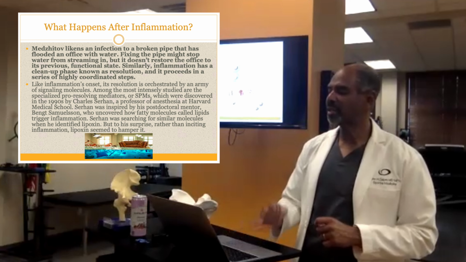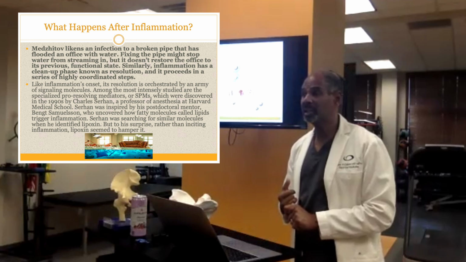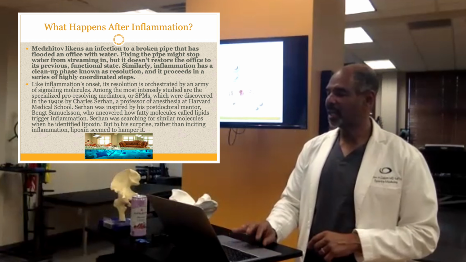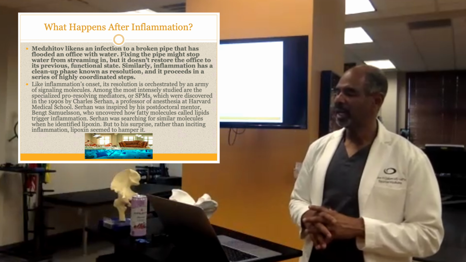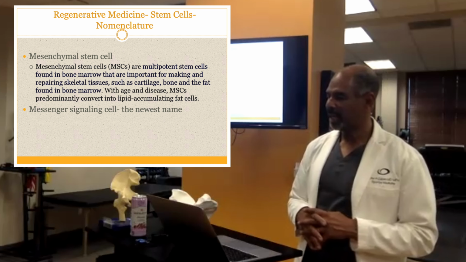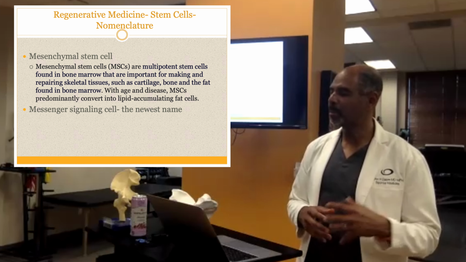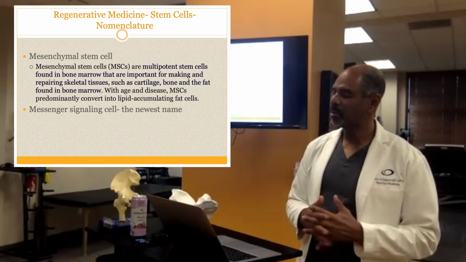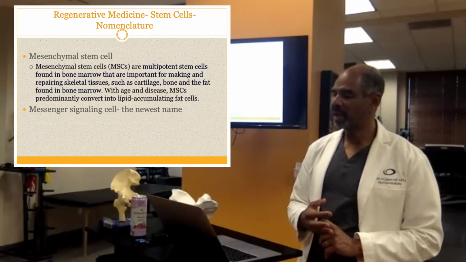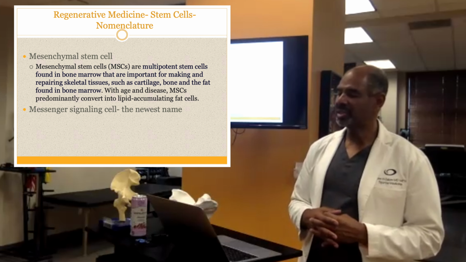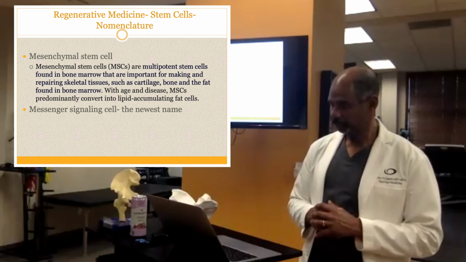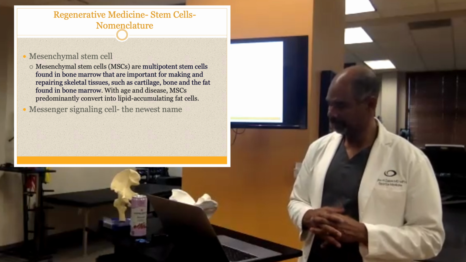Stem cells are another cell type. You have platelets that help with resolution and cleanup, and you also have stem cells that help with that. When I say stem cell, again, I say that term loosely, because what we're talking about more specifically is what we call the mesenchymal stem cell. This definition here: they're a multipotent cell found in bone marrow that are important for making and repairing skeletal tissue, such as cartilage, bone, and fat. With age and disease, these MSCs, or mesenchymal stem cells, convert into lipid-accumulating fat cells.